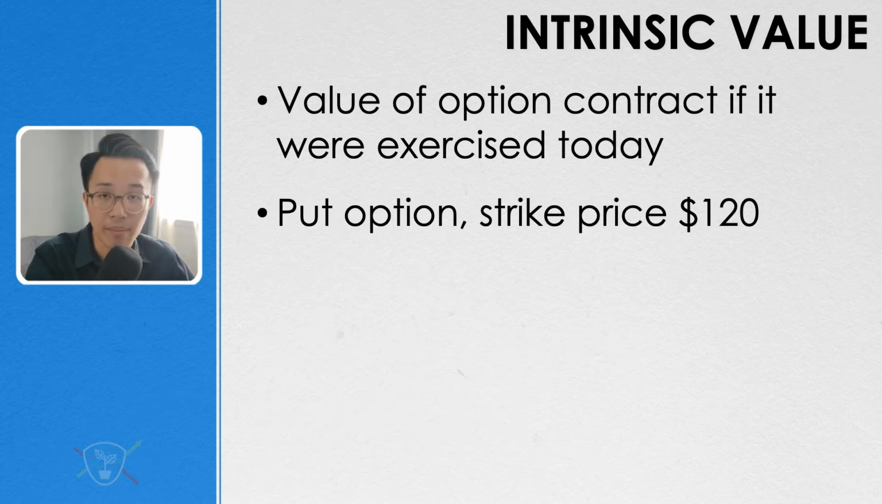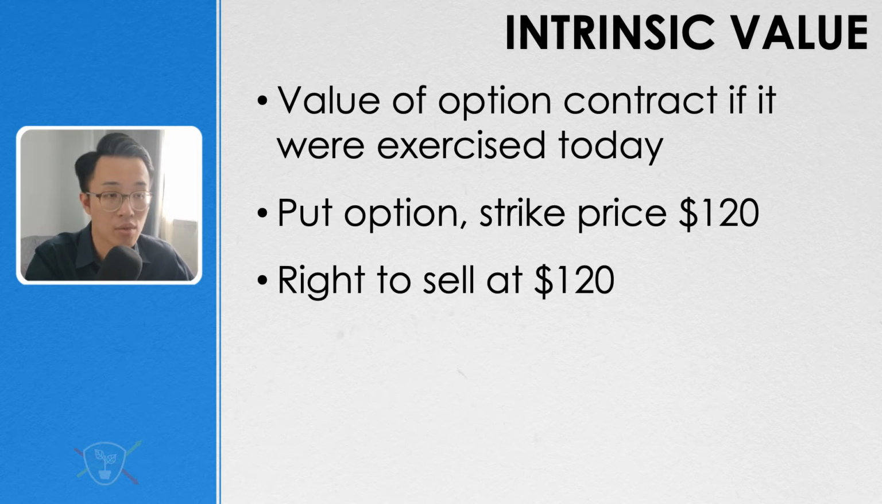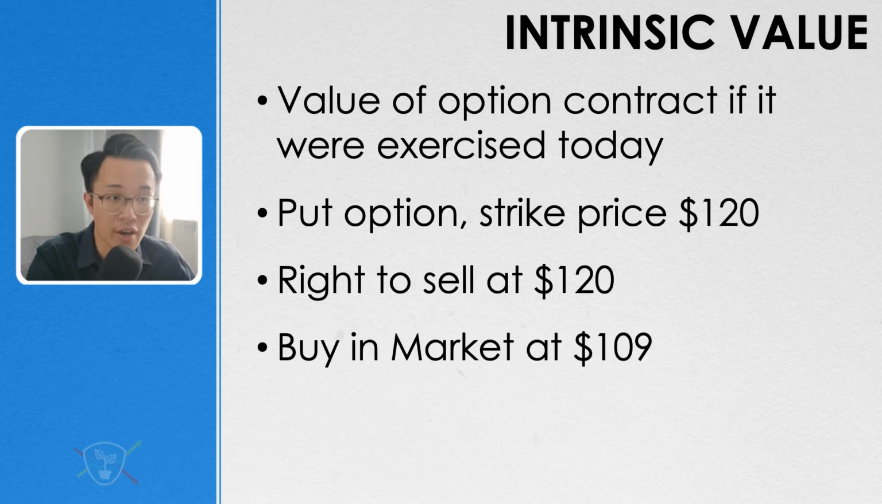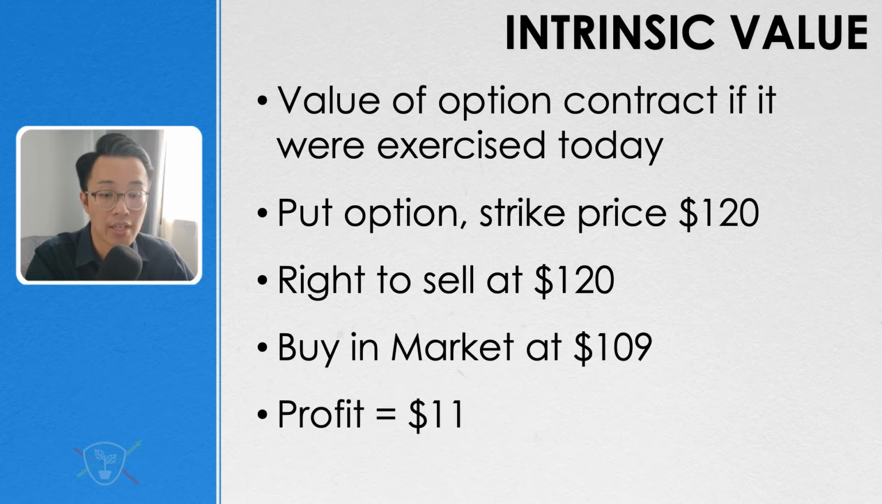What about an in-the-money put option? So let's just pick at random the 120 put option. If I own the 120 put option, I have the right to sell the shares at $120. So I can go into the market now, buy the shares for $109 and sell it for $120. So that gives me a profit of $11.